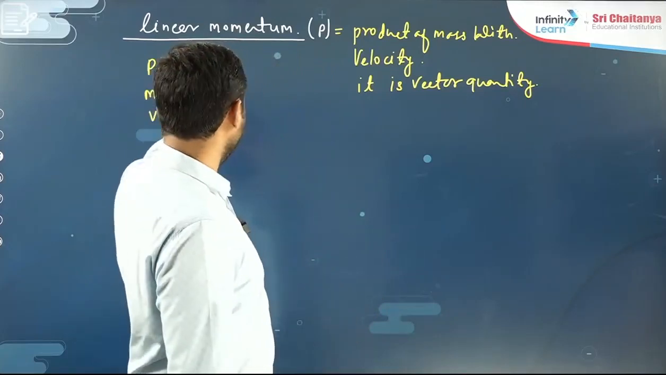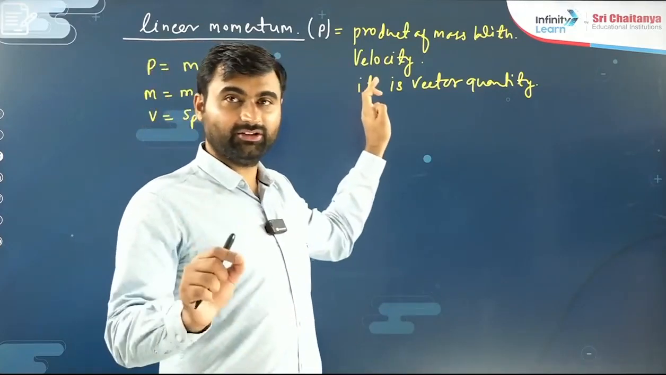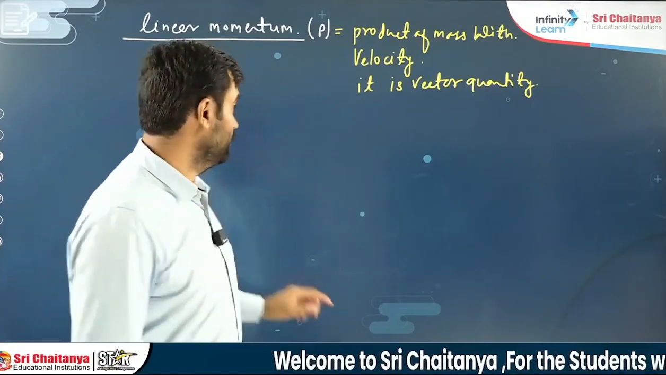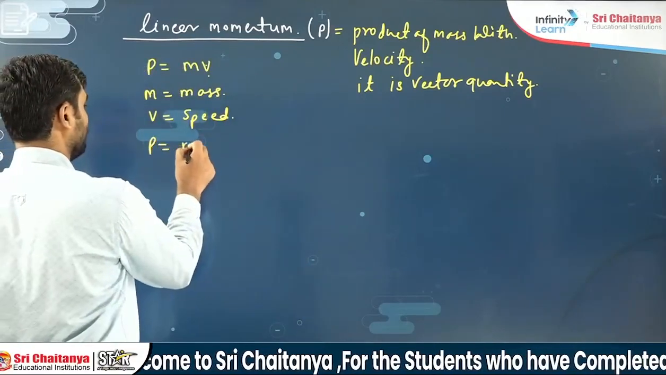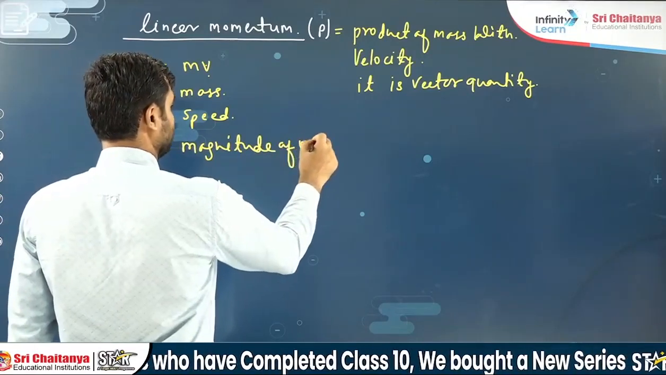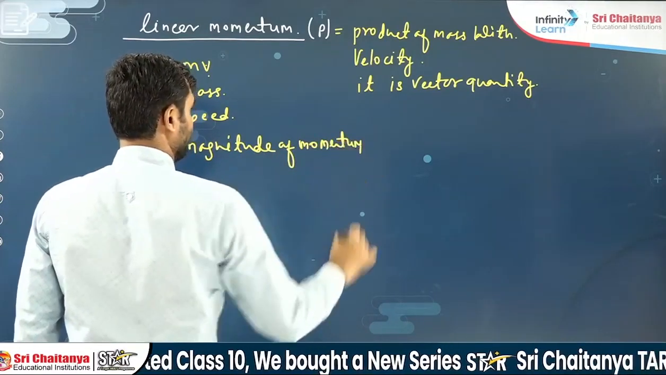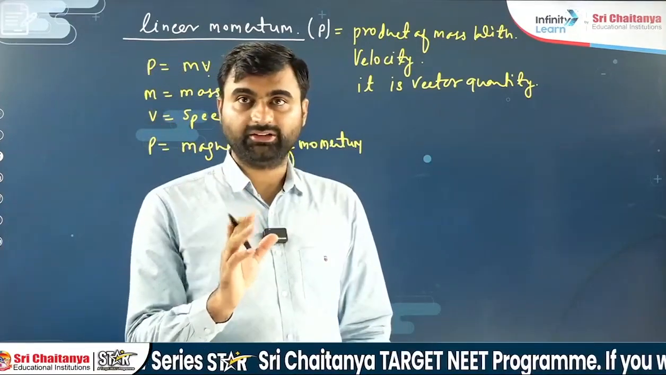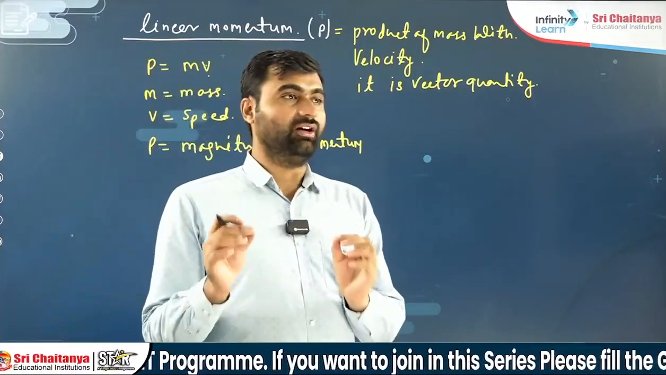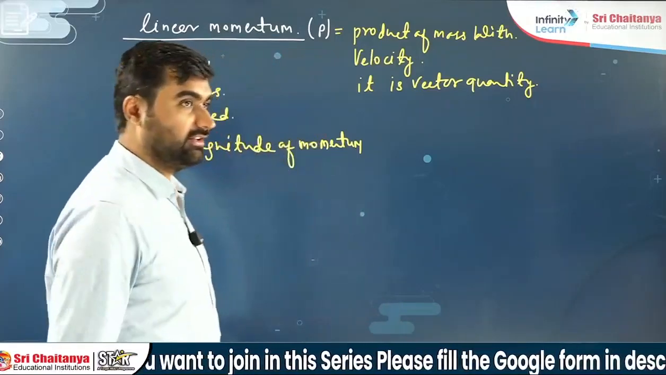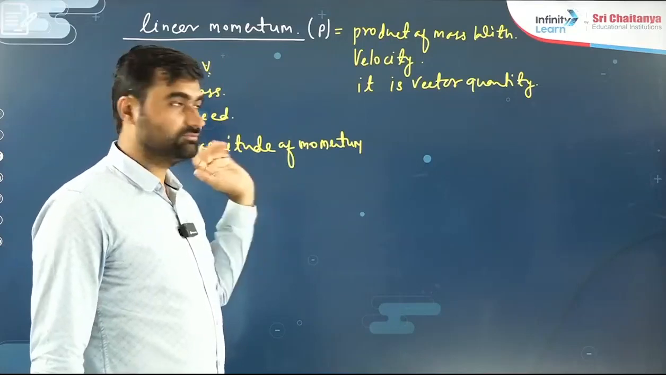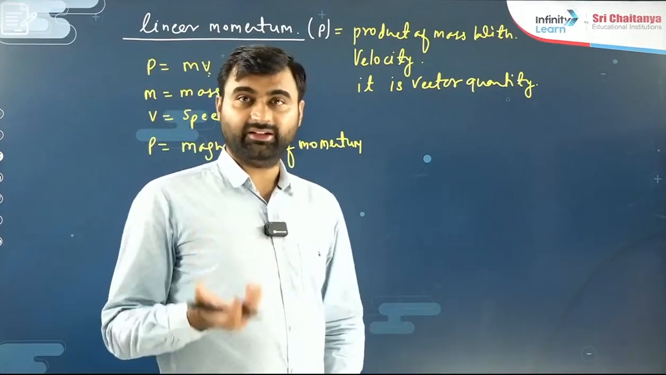So its magnitude is mv. When you are writing magnitude, at that time what is v? V is speed. Is it clear? So what is p here? This is the magnitude of momentum. Is it clear? Important point it is, okay. I am not writing here velocity, I am writing here speed. Why? Because if you are calculating magnitude, then in case of magnitude you have to take speed. Understood?